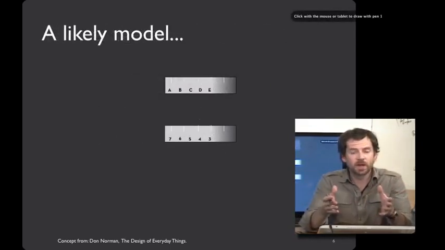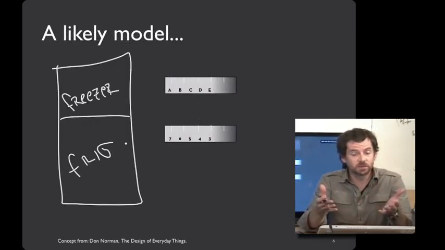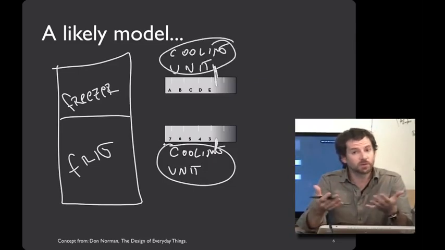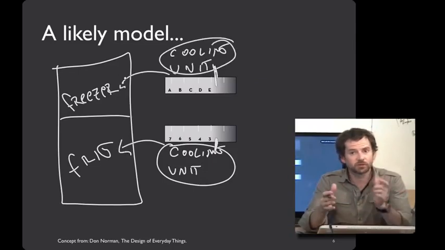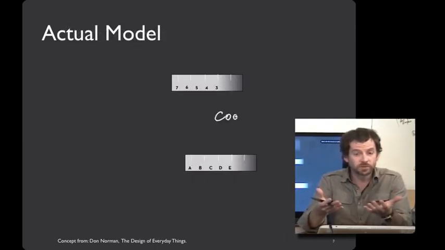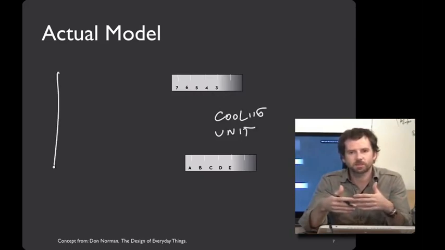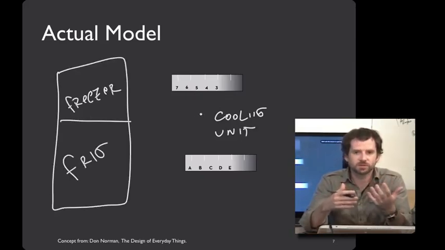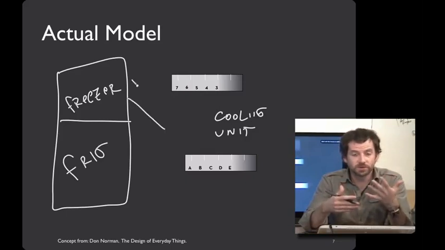One reasonable model that you could have is that there are two cooling units, and there's one dial that controls each of the units. And in that case, what you would want to do is figure out which of those is connected to the freezer and tweak that dial. Turns out that's not actually how it works, that there's only one cooling unit in this refrigerator, and then it has a splitter which controls the proportion of cold air that goes into either the refrigerator or the freezer.